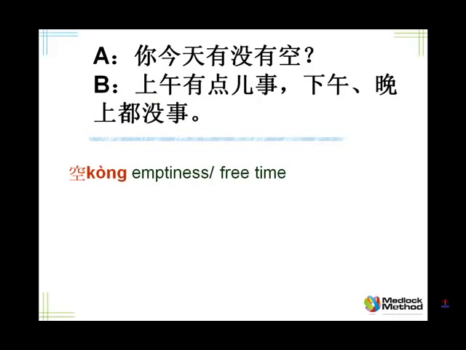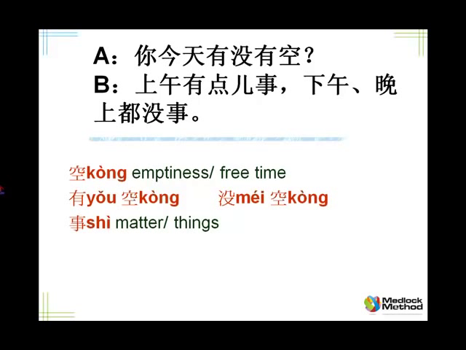空. We know that already, don't we? Yeah, 有空, free time, empty space. So 有空 is to have free time, a gap in the calendar. That's right. And 没空 is, of course, no time. And 事 means matter. 有事 means you are busy, you are engaged. 没事 means you're not engaged. You have things to do, is that right? That's right. I have things to do.